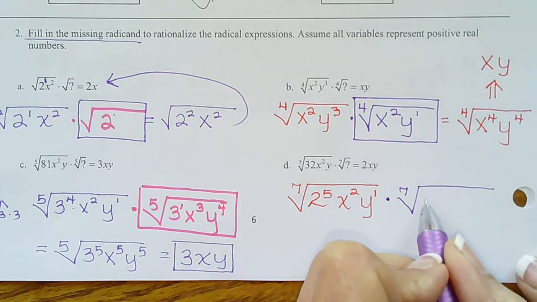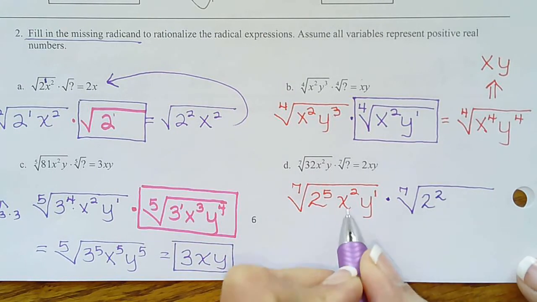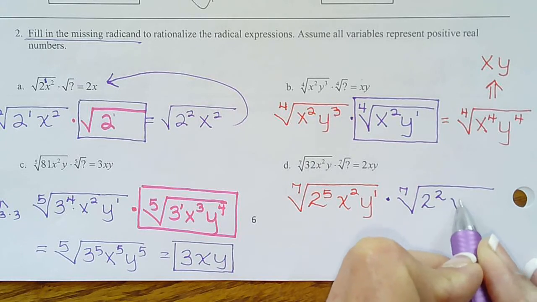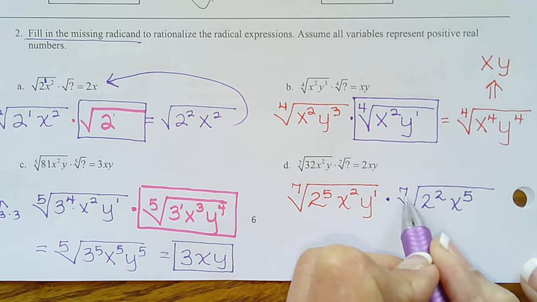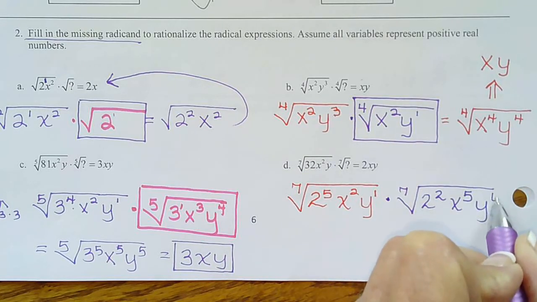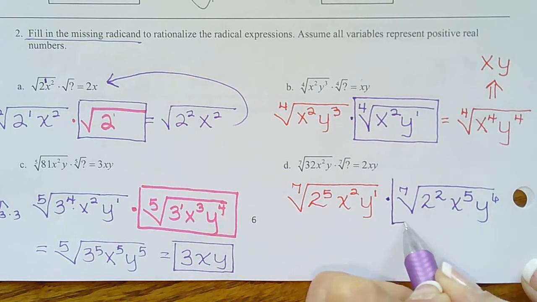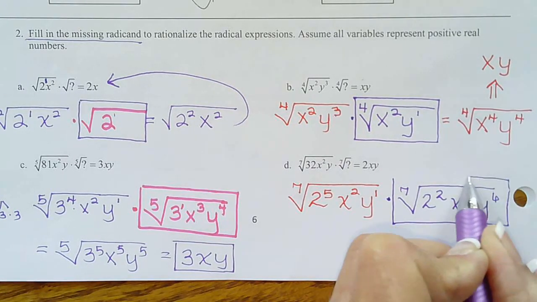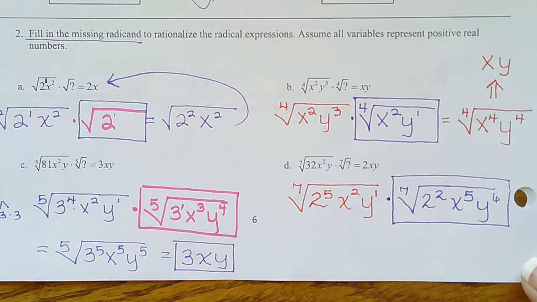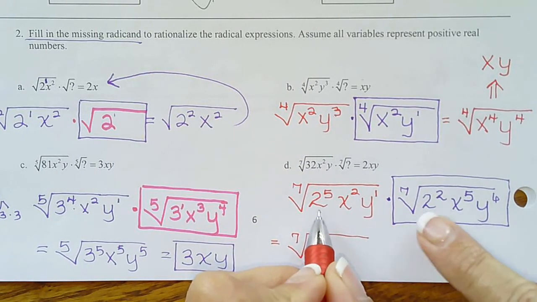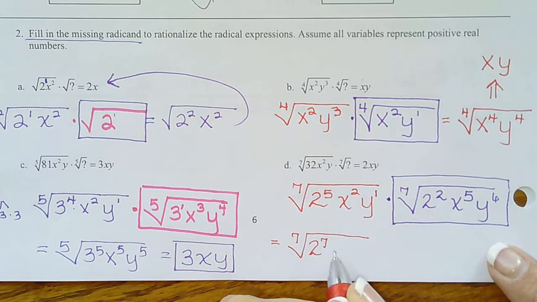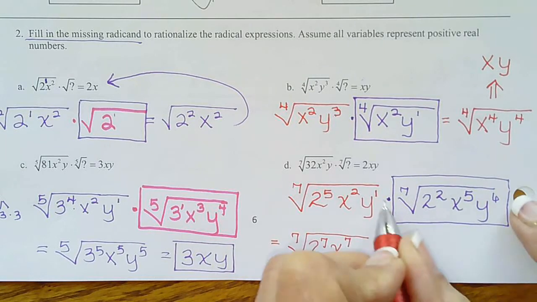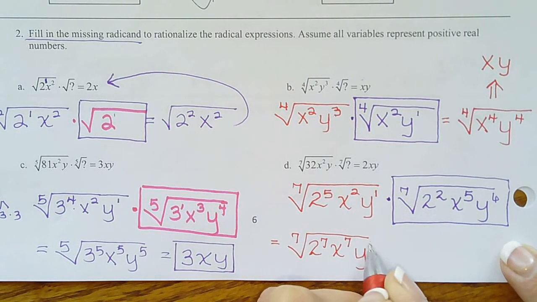We have 5 2's, that means we need 2 more. We have 2 x's, that means we need 5 more x's. And we have 1 y, which means we need 6 more y's. So this is the missing radicand. And to check it, we just finish working it out. So it'll be the 7th root of, now we have 5 plus 2, 7 2's. 2 plus 5, 7 x's. 1 plus 6, 7 y's.